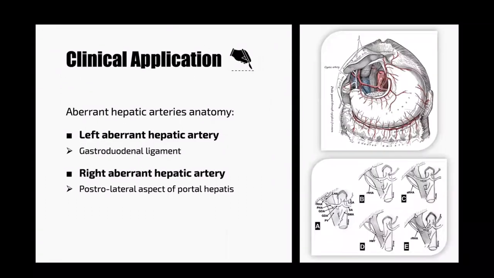As we said before, the importance of all of that is identification, as the left aberrant hepatic artery can be found in the gastrohepatic ligament, so if I have to divide it, I should be cautious. Regarding the right hepatic artery, we have mentioned that the hepatic artery is normally located in the medial aspect of porta hepatis. If it is aberrant, it will be found in the posterolateral aspect, so it can be injured during dissection if we haven't noticed the variation. This can be avoided by proper preoperative imaging.